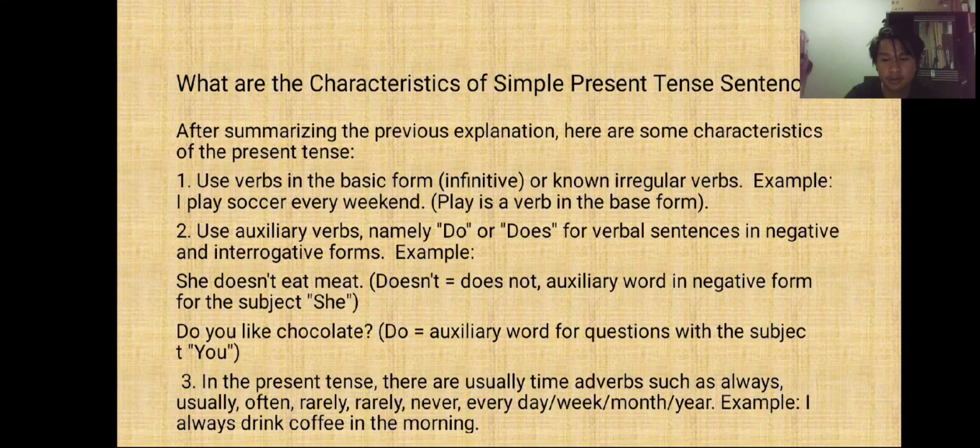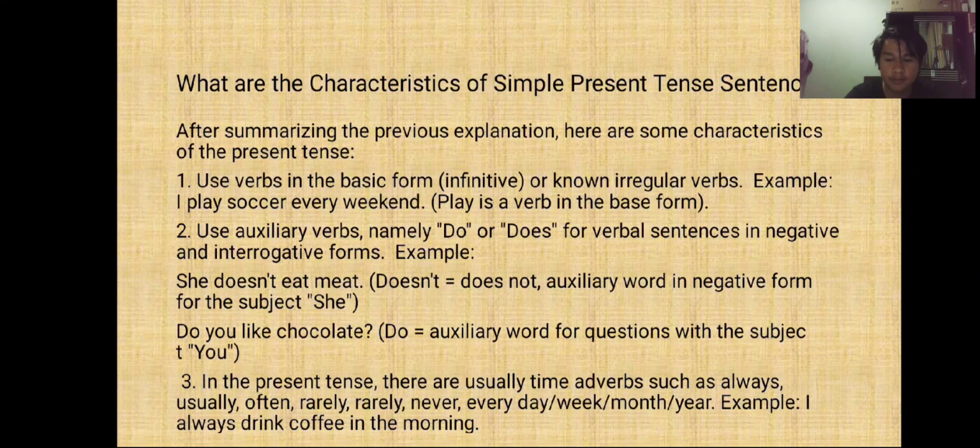Number 2. Use auxiliary verb, namely do or does, for verbal sentences in negative and interrogative form. Example: she does not eat meat. Does not is the auxiliary word in negative form for the subject she. Do you like chocolate? Do is the auxiliary word for a question with the subject you.